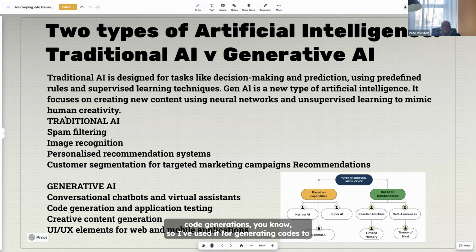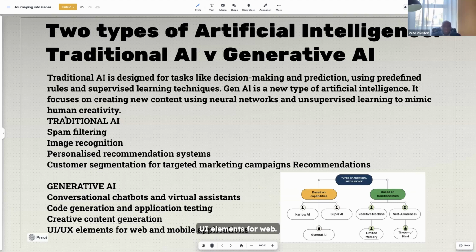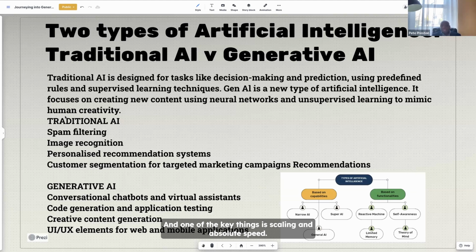What you can use it for is code generation. I've used it for generating code to build small landing pages, and it's been pretty spot on. It's also used for application testing and UI elements for web, and one of the key things is scaling and also speed. These are, for me, pretty much the two key things you can get from Gen AI. There are various kinds of AI: narrow AI, super AI, Gen AI as we have here, and they're all based on different shapes of the architecture itself, either by functionality or capabilities.